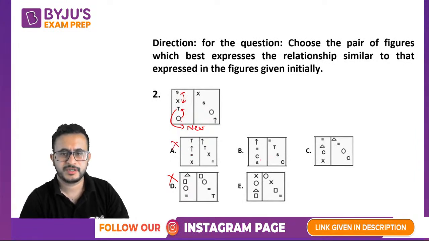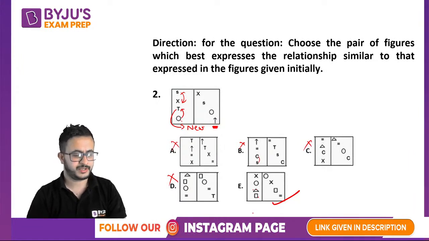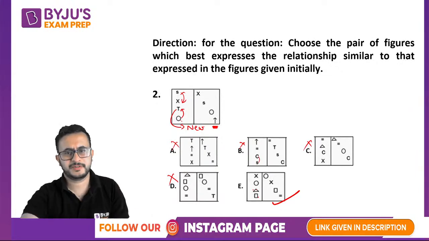So A you can reject, since this is just an interchange. This is also just an interchange, so you can reject that. In this one, the new element is at the third position, but the new element should come at the last position, so you can reject this. Now in this one, the element has gone to the third place, and the triangle is becoming an equal symbol, which is a new element. So that is why option E. Okay, simple. You just have to observe the pattern.